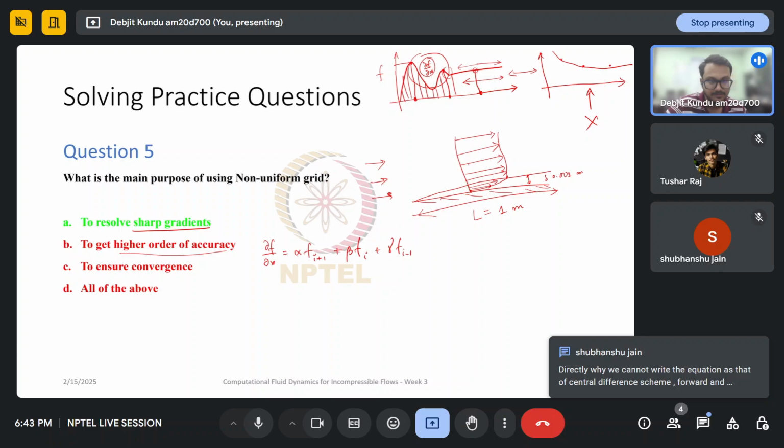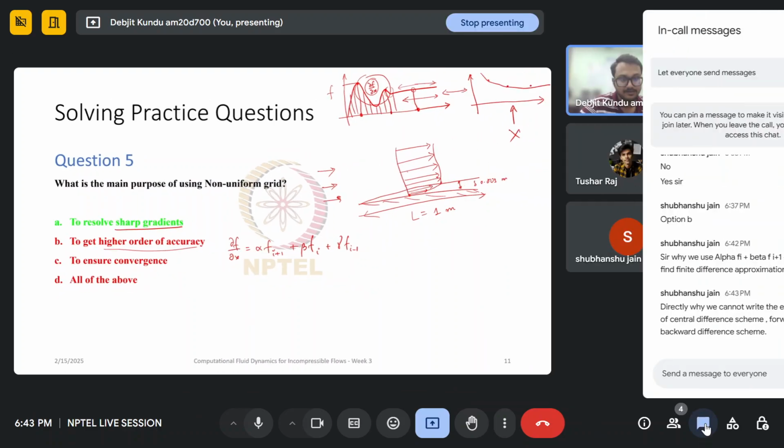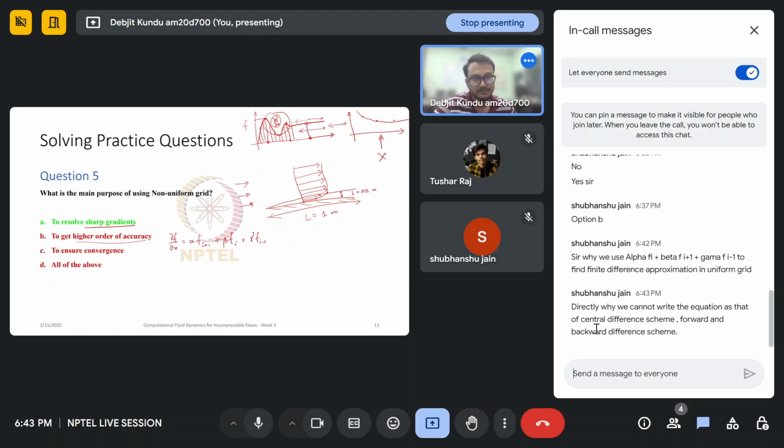Directly, why can't we write the equation as that of the central difference scheme, forward and backward?